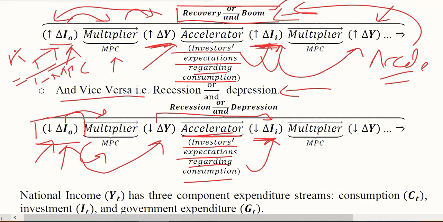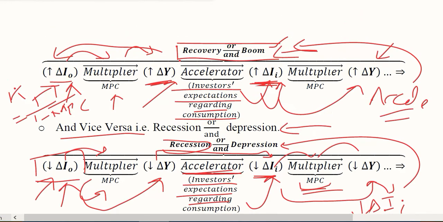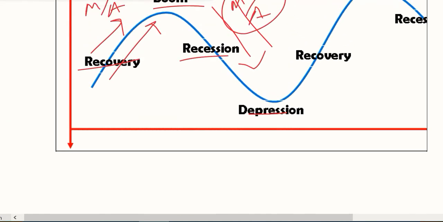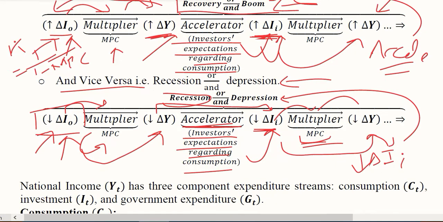Now this decreased level of induced investment will further decrease the national income via the process of the multiplier, and this multiplier is again based on the value of MPC. The decreased level of national income can further decrease the induced investment, and this process, if continued, can give rise to a depression after going through a recession. So this is how an interaction of the multiplier and accelerator can help us understand the phenomenon of the business cycle without the involvement of any external stimulus.